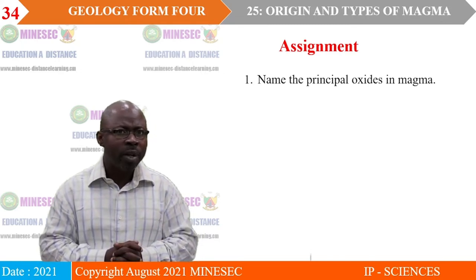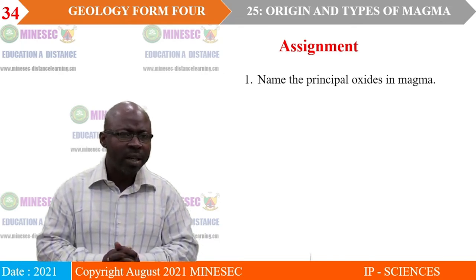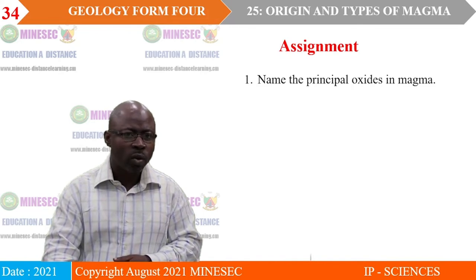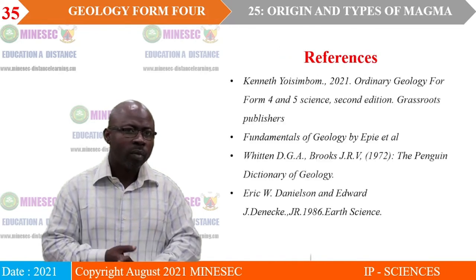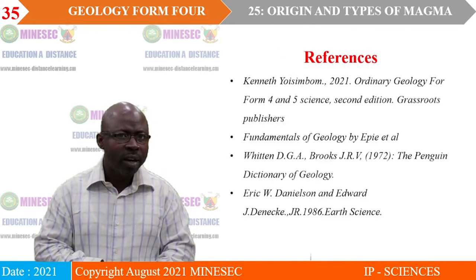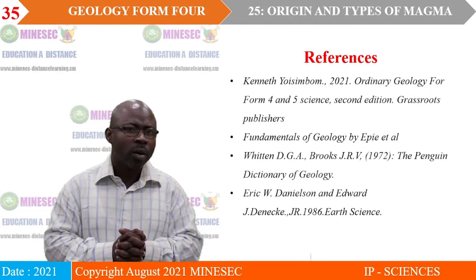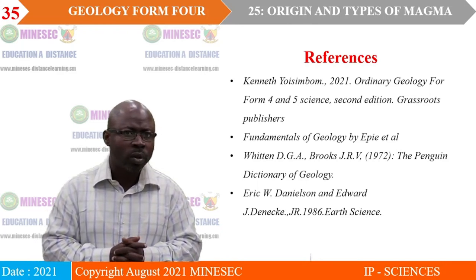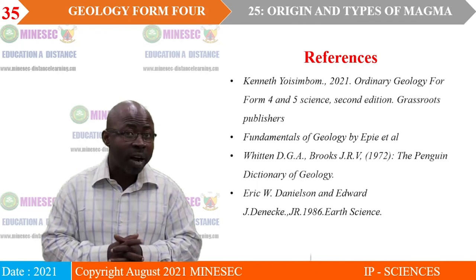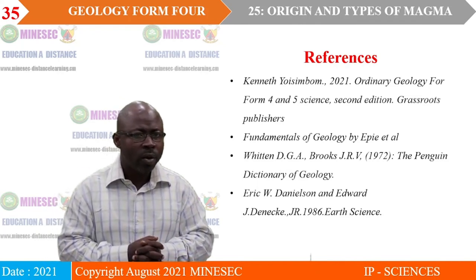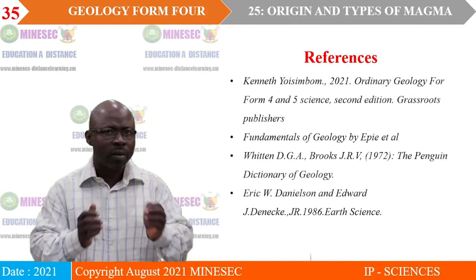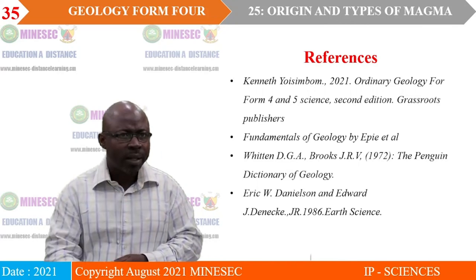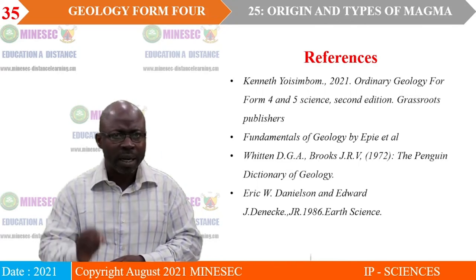Assignment: name the principal oxides in magma. We saw that there are eight of them, so don't forget. And then for further reading, we have our standard text, Ordinary Level Geology for Cameroon Schools, for Forms Four and Five Sciences by Kenneth Yosimbom. We have Fundamentals of Geology, and the Penguin Dictionary of Geology and Earth Science. If you read these, you'll understand the lesson better.